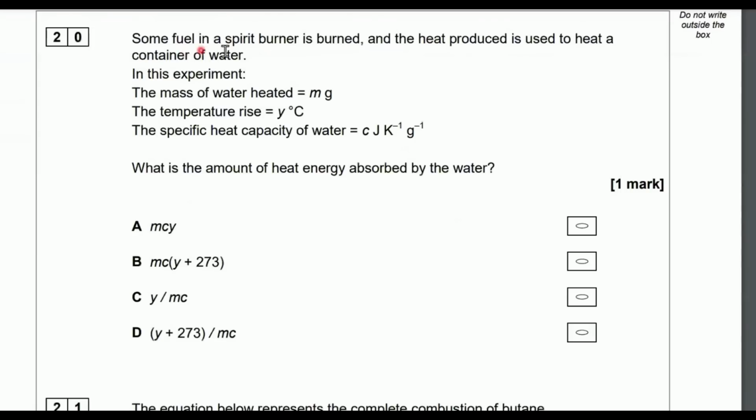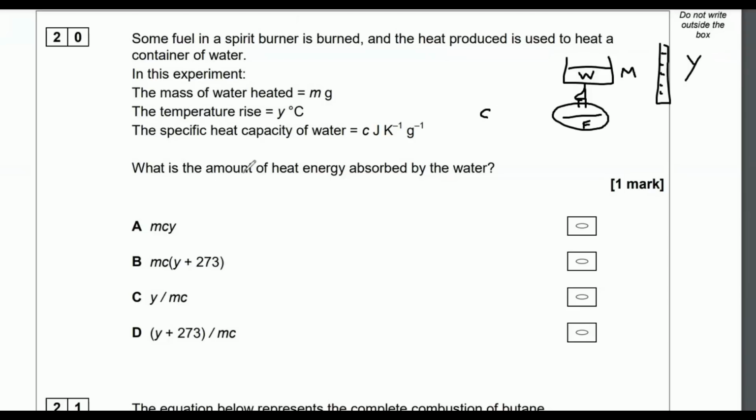Okay, let's move on to this one. Number 20. Some fuel in a spirit burner is burned, and the heat produced is used to heat a container of water. In this experiment, the mass of water is m in grams. The temperature rises Y in degrees. The specific heat capacity is C in J per K per gram. What is the amount of heat energy absorbed by the water? Well, this is simply Q equals mCΔT.